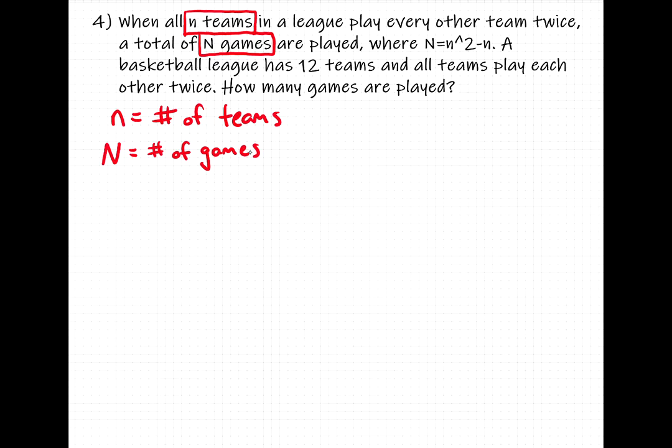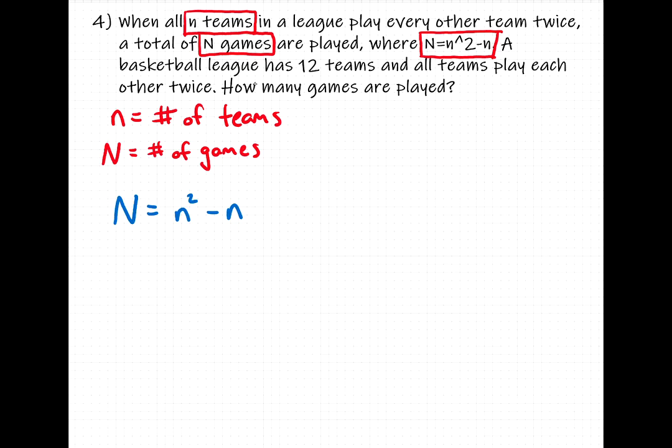And we're given the equation. In most word problems, at least this semester, you're going to have to create the equation yourself. But in this case, we're given the equation. This is important. Capital N equals n squared minus n.